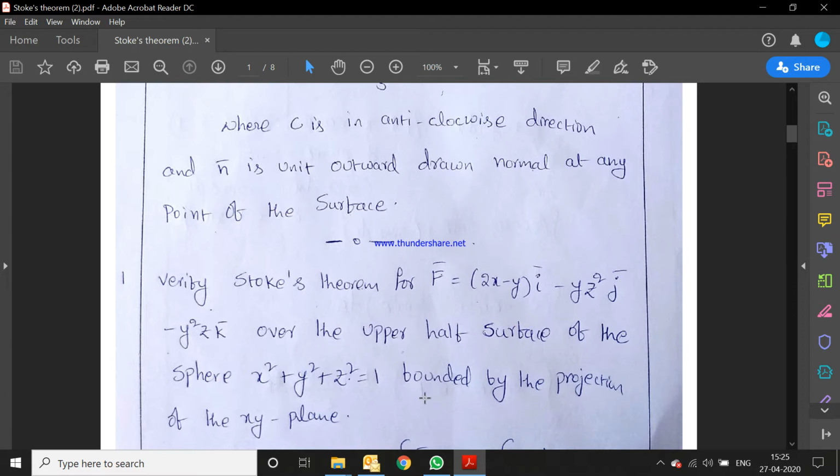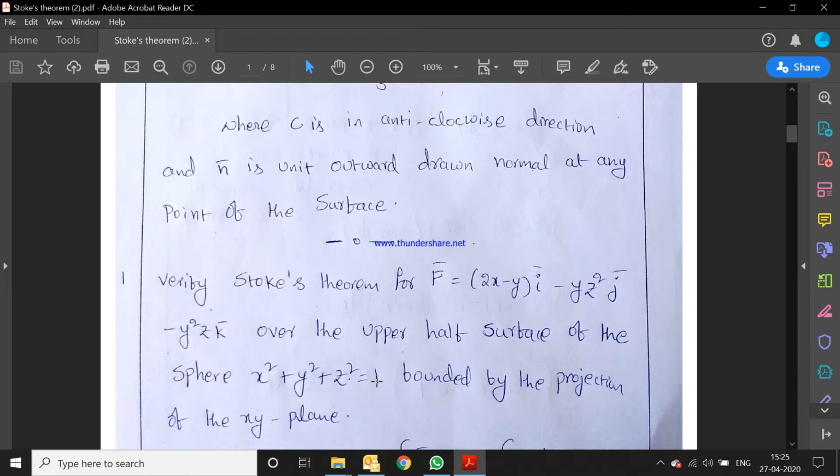So here the given surface is the upper half of the sphere. The sphere equation is x square plus y square plus z square is equal to 1. So that's why the radius of the sphere is 1, R square is equal to 1 here. And the given vector is f bar. By using these two, we can verify the Stokes theorem.